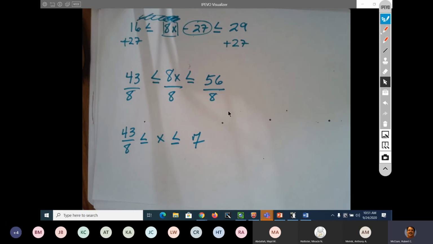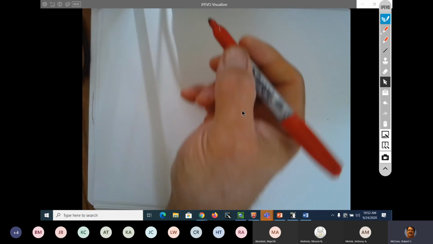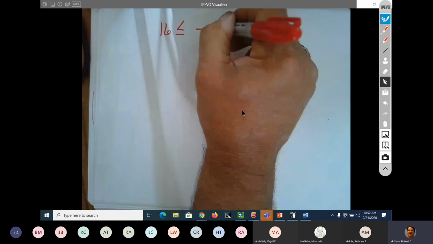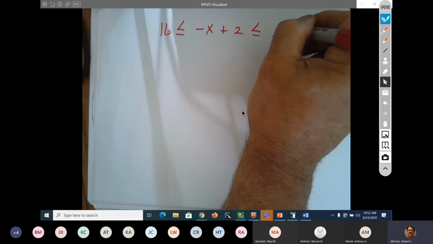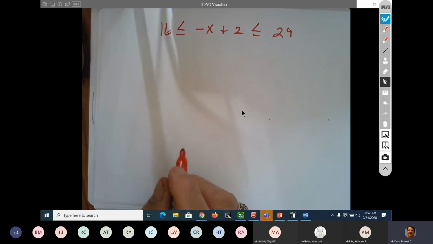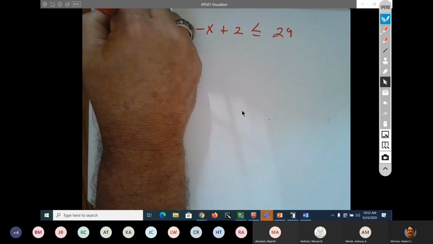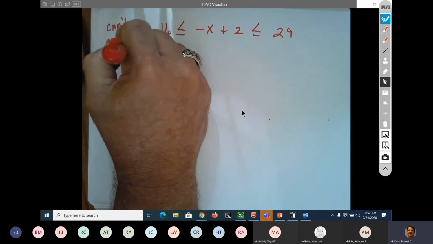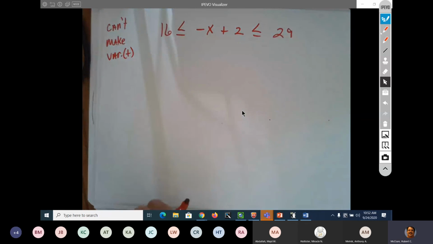Now, this brings up a good problem. What if that's a negative 8x? Or what if it's a negative x? That's the problem that you can't get away from, and you have to divide through by a negative. So 16 less than negative x plus 2. Okay, I'm just changing it a little bit. This is the problem that you can't make the variable positive. Okay, you can, but it's more work.